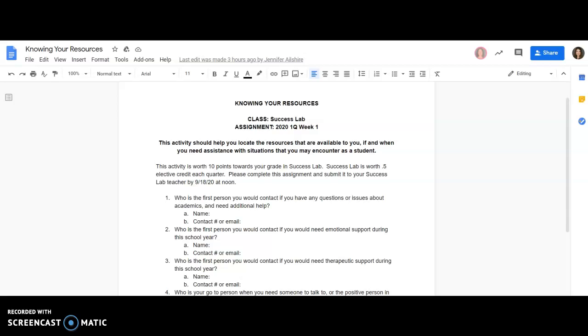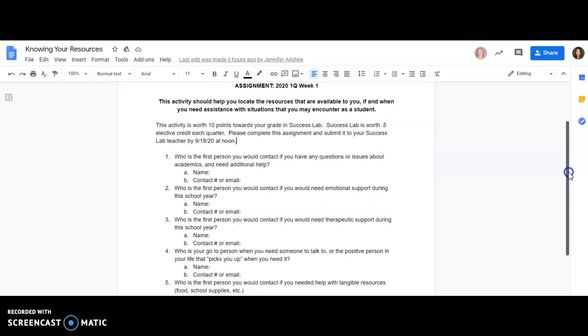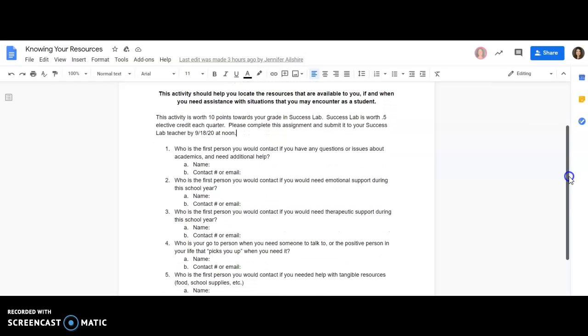This assignment is part of your Success Lab course. It's going to be worth 10 points for this week. Altogether, that Success Lab course is worth half a credit, and that's an elective credit for each quarter. So this assignment is due Friday by noon. So we're going to look at what resources you have that you can use and access when needed.